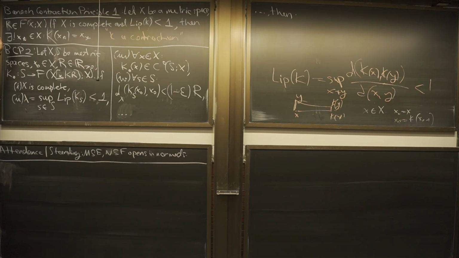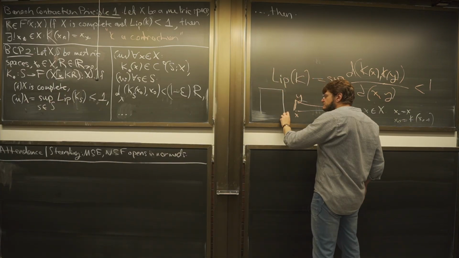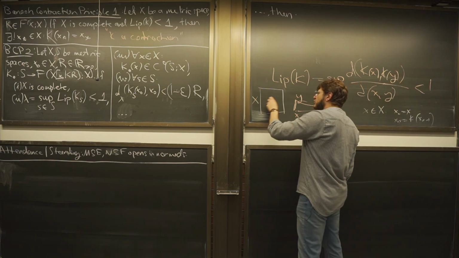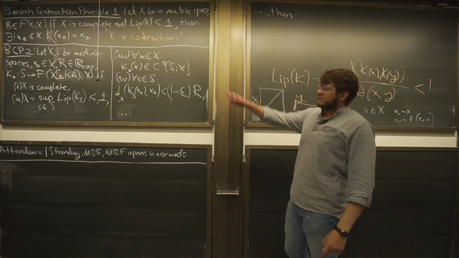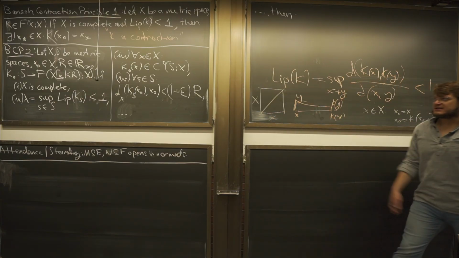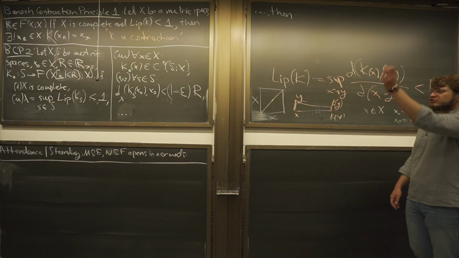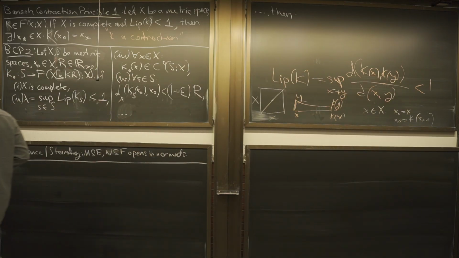Any questions about what BCP1 says? From a graphical point of view, you could imagine this to be like this. Because K goes from X to X, imagine the horizontal is X, the vertical is also X. And so you draw the graph of K. It says that the graph of K intersects this diagonal line at exactly one point. Maybe here. It cannot cross multiple times. From a graphical point of view, that's what it says. Questions or comments?